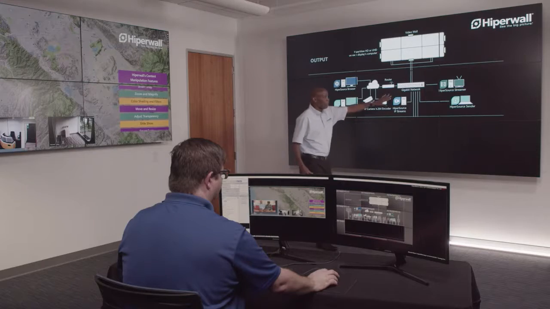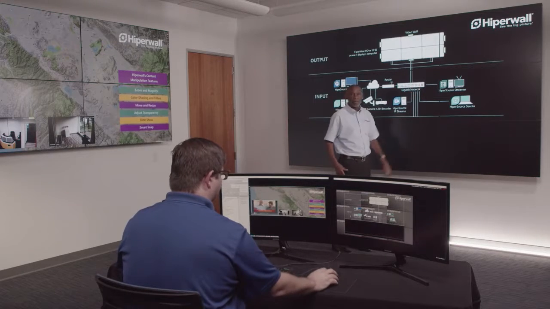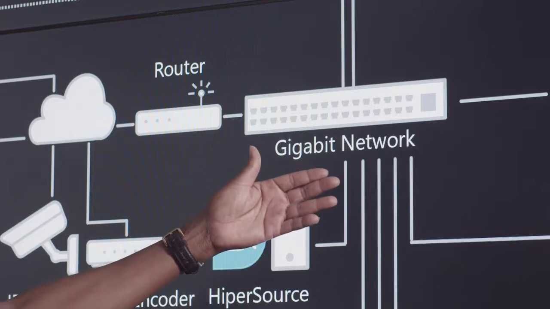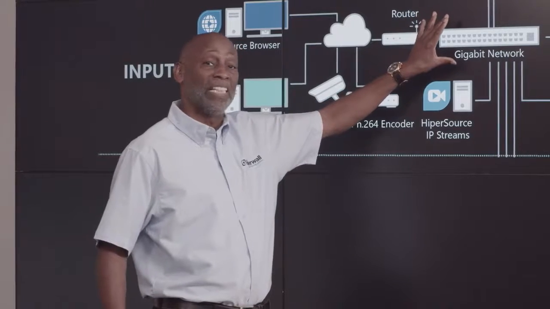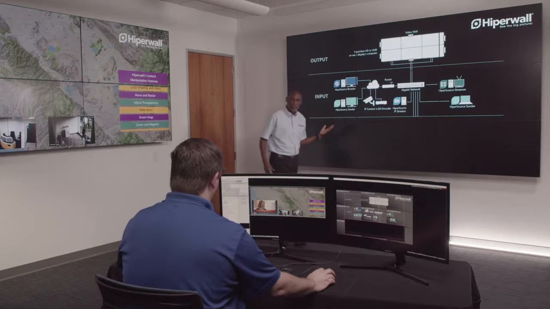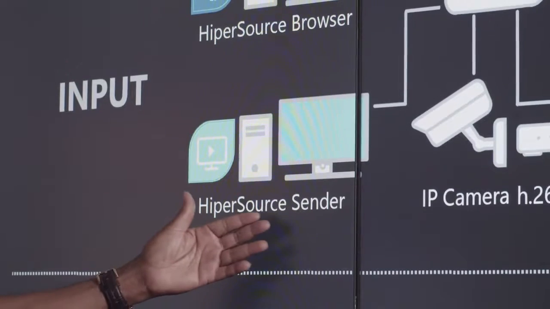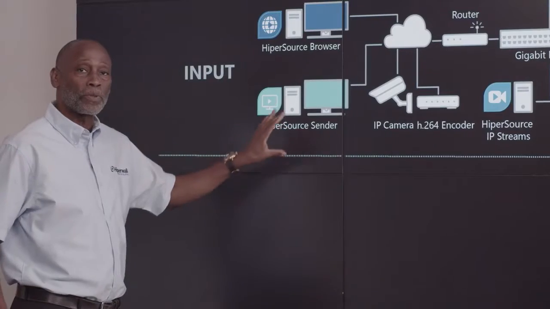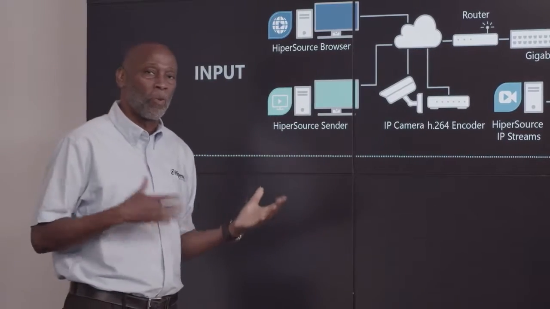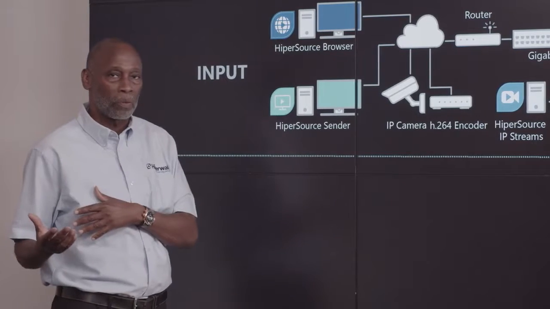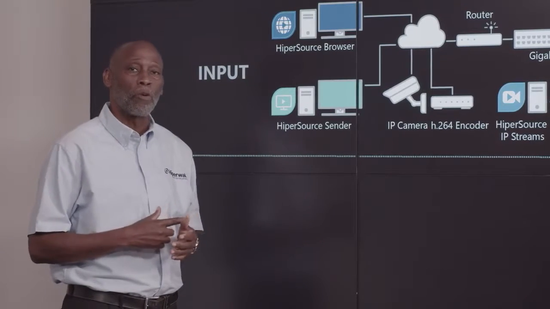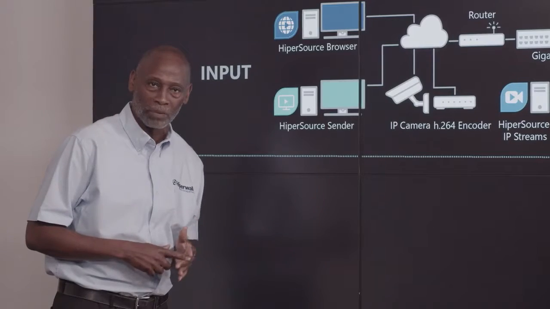Everything runs through a gigabit network. That gigabit network can either be a physical network, as you see here, or it could actually also be a VLAN. So let's talk about the actual sources themselves. First, we'll start with the HyperSource sender. HyperSource sender does a screen scrape of whatever's on your desktop and then throws it to the wall. It runs on Windows platforms, Linux platforms, and Macintosh platforms.